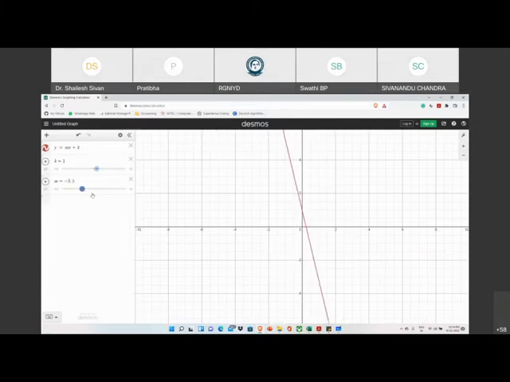Now you see, if you change the value of m, what is happening actually? On changing the value of m, you can actually rotate the line about the y-intercept. Okay, clear? And what will happen if you change the value of k? We will get the freedom to move the line upwards and downwards, right? Is that clear for you? What is the significance of m and k?